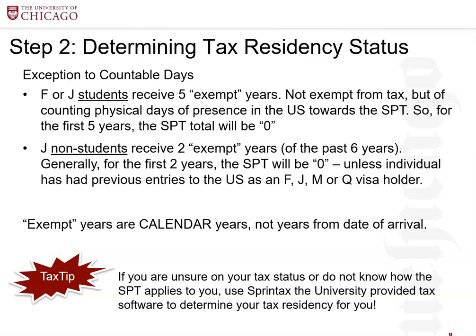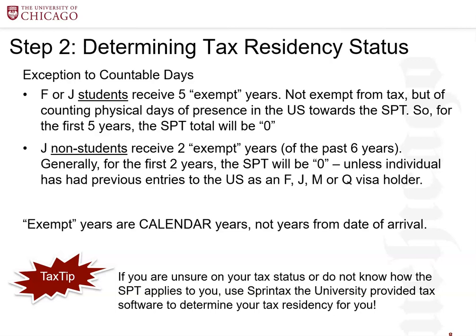So, for example, if you arrived in the U.S. in 2018 on a J1 research scholar visa, your exempt years would be 2018 and 2019, and you would begin counting days for the substantial presence test in 2020. If you are an F1 student and you arrived in the U.S. in 2015, your exempt years toward the substantial presence test would be 2015, 16, 17, 18, and 19, and you would begin counting days toward the substantial presence test in 2020.